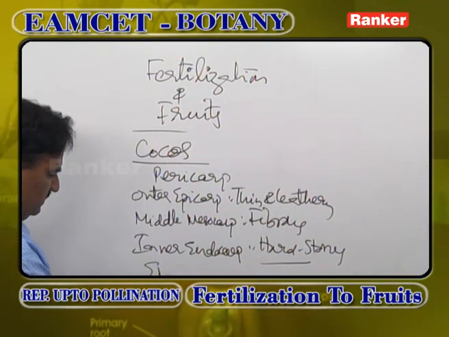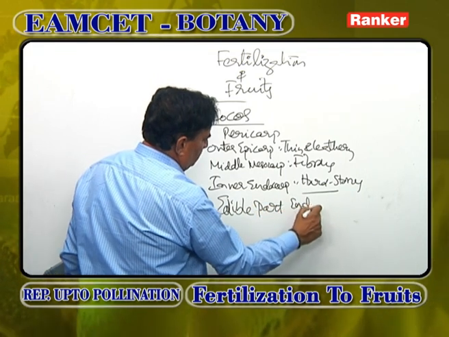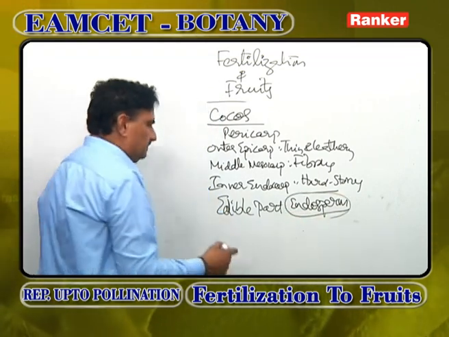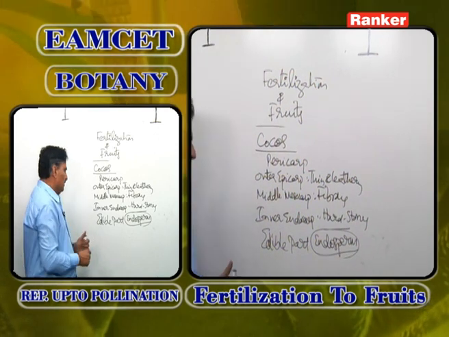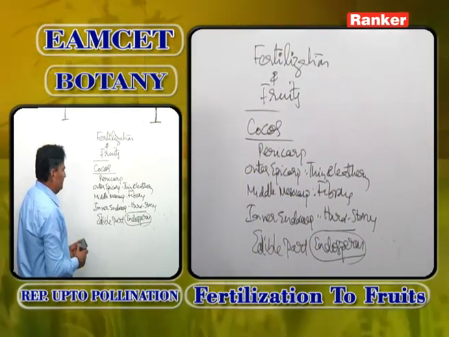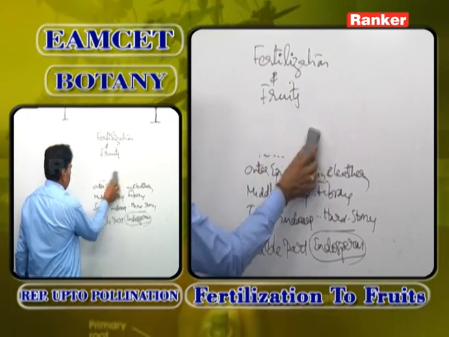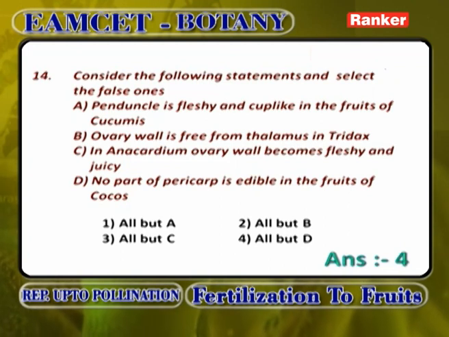The edible part in coconut is endosperm. What we eat and what we drink in coconut is endosperm. The outer epicarp is thin and leathery, the middle mesocarp is fibrous, the inner endocarp is hard and stony. So in Cocos, no part of the pericarp, either epicarp, mesocarp or endocarp, is edible. So here 3 are wrong, 1 is correct.